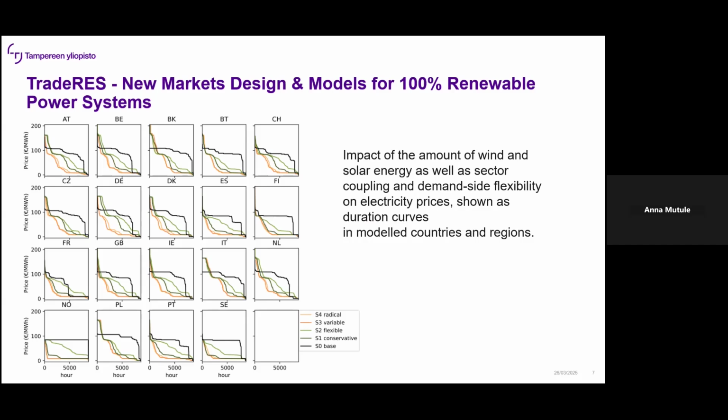It's important also to say that some figures provided here describing the TradeRES project were taken from early papers, conference papers from the project, and some final results are published on the project webpage and as a deliverable. So you can also take a look at the webpage of this project.